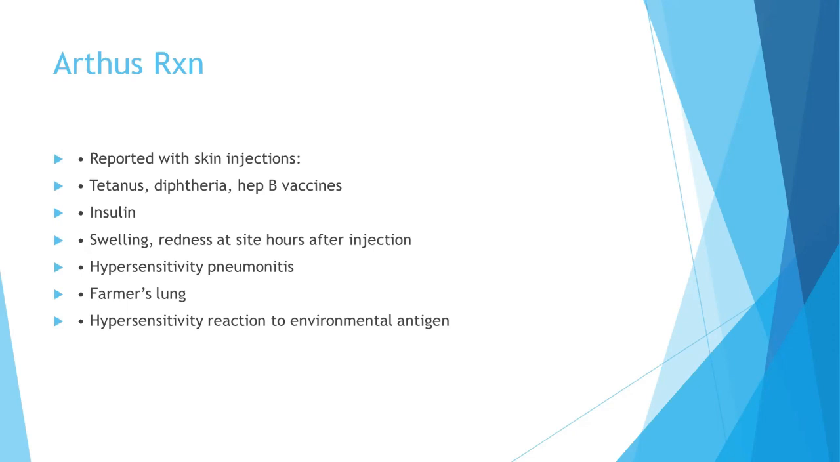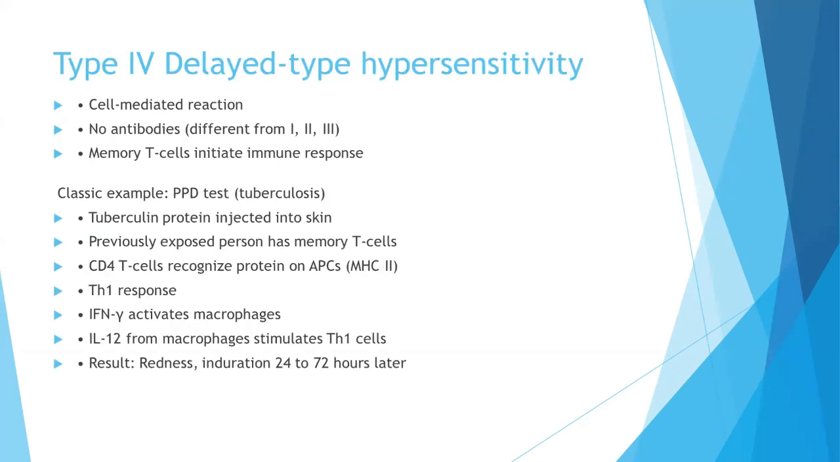reaction to environmental antigen. Type 4, also called delayed type hypersensitivity, is a cell-mediated reaction. There are no antibodies, which is why it is different from types 1, 2, and 3. Here, memory T cells initiate the immune response. The classical example is the PPD test.